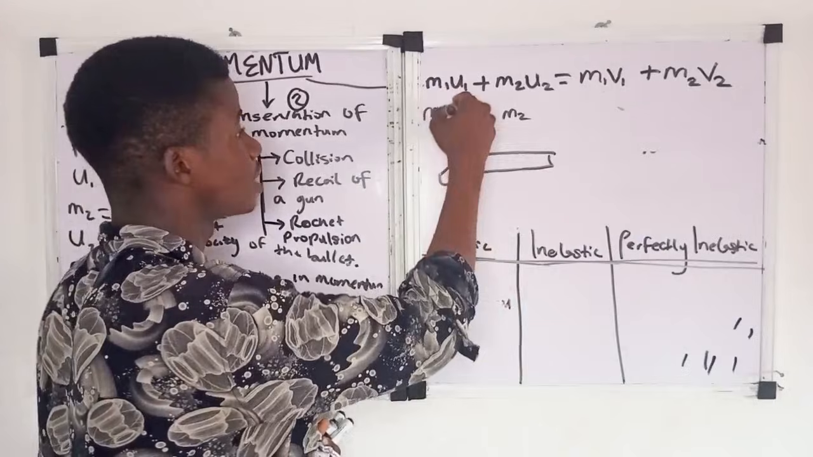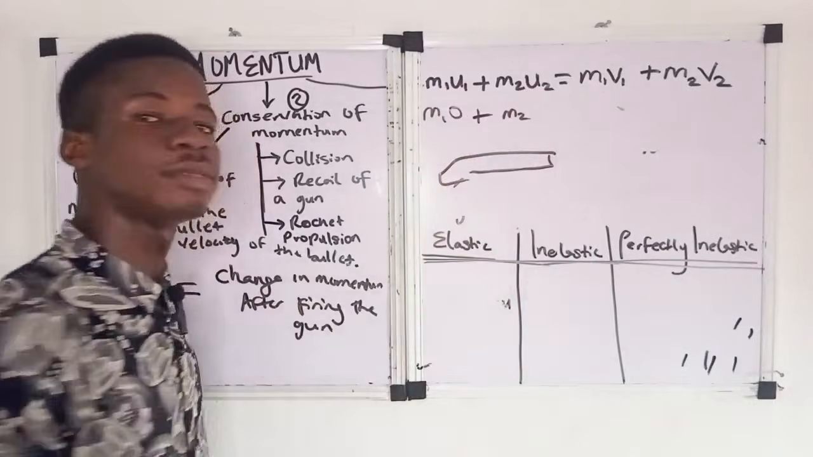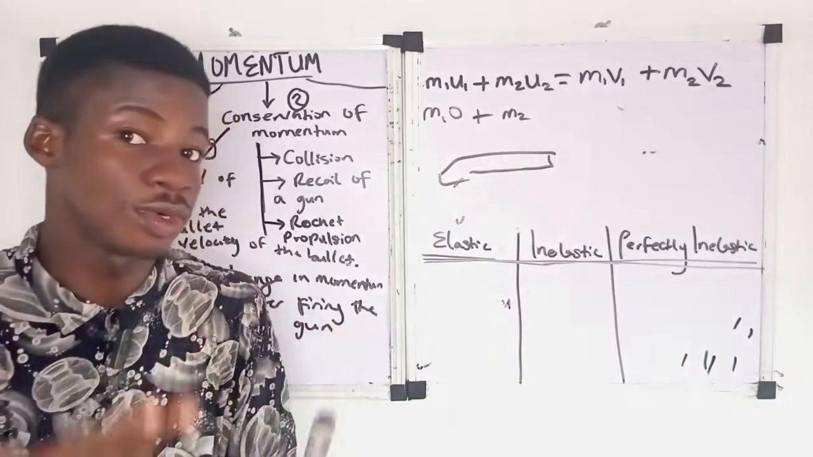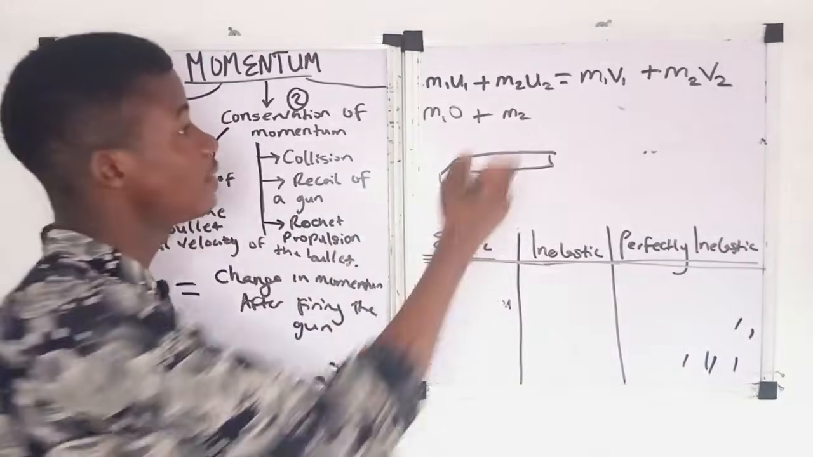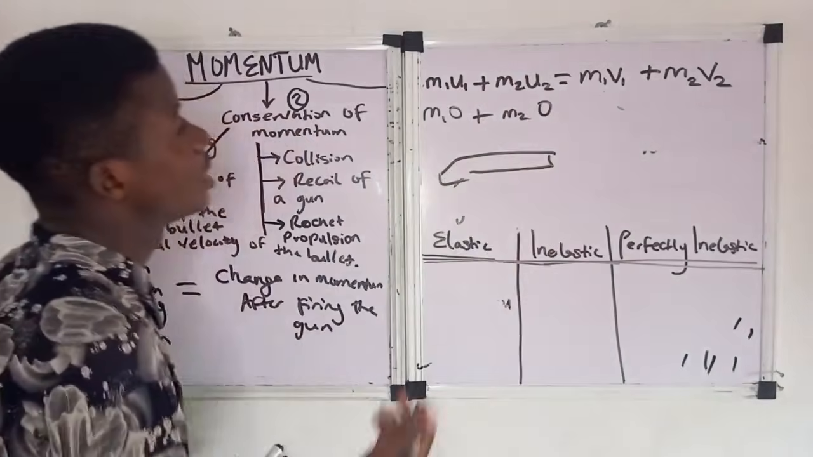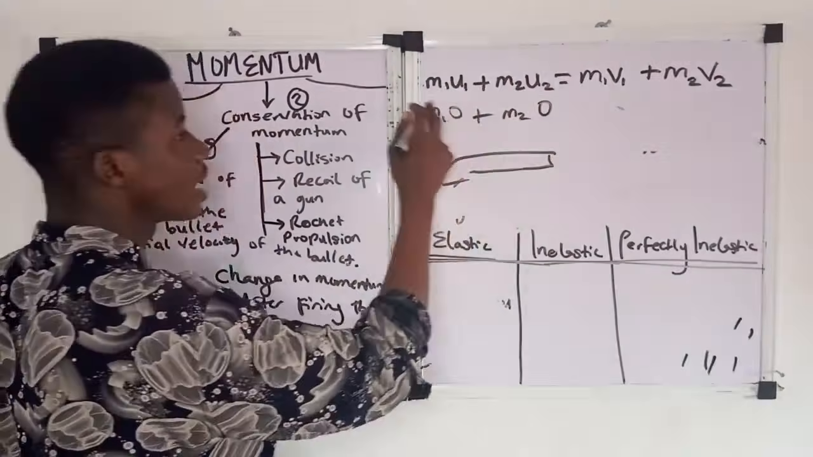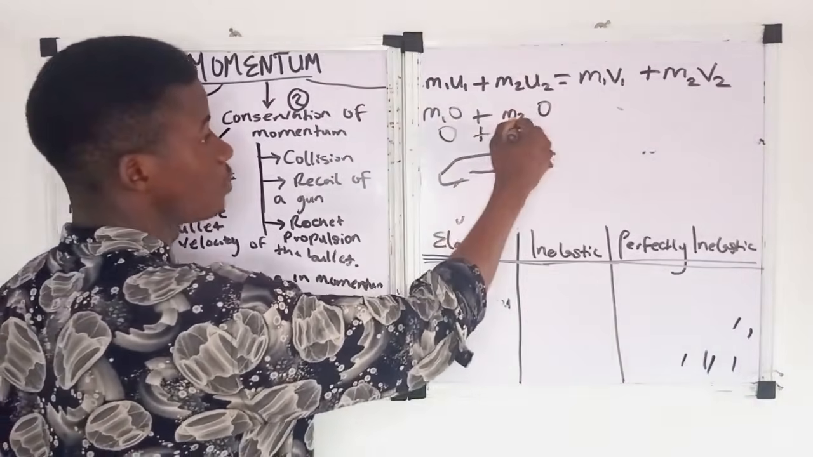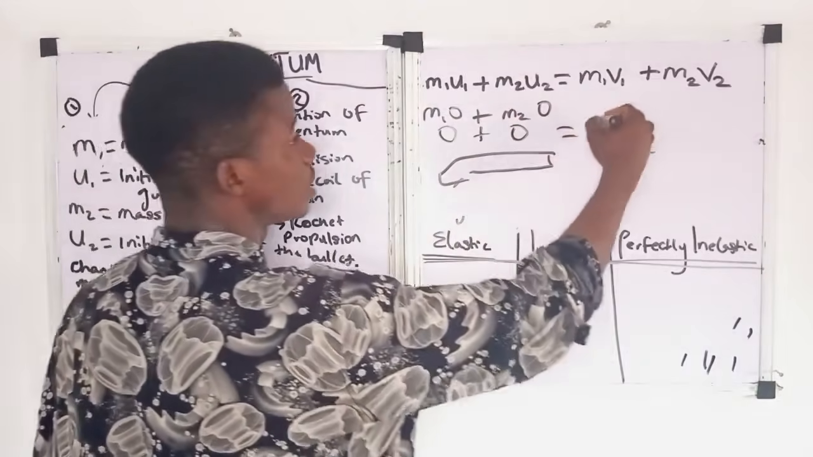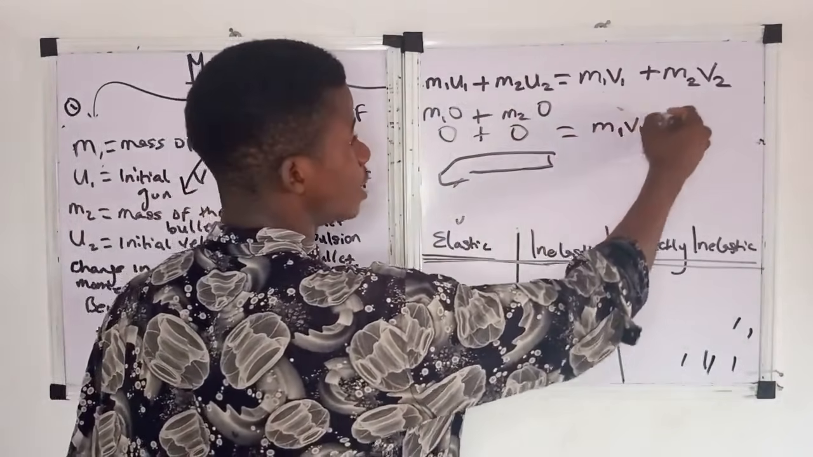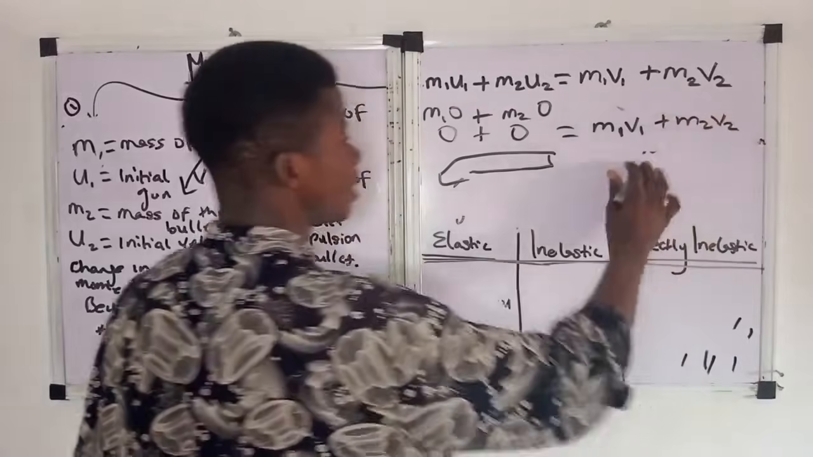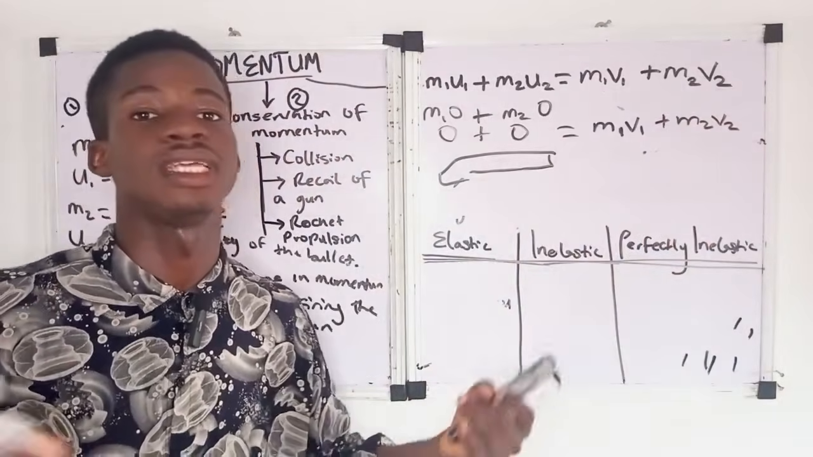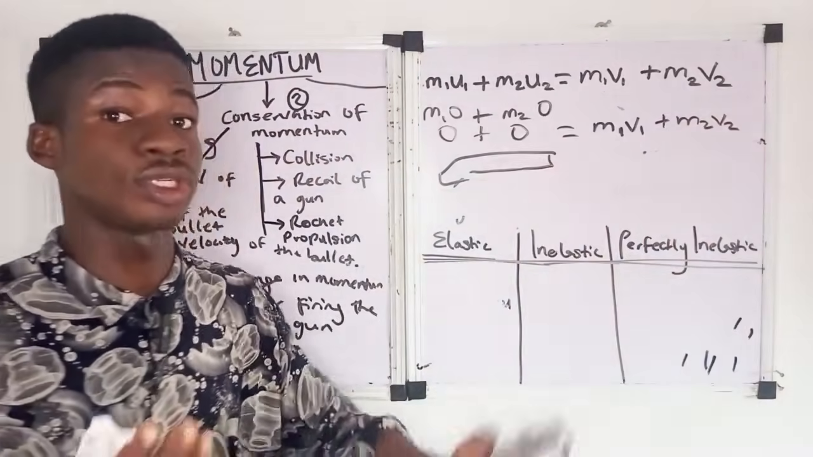So it will be m1 times 0, then plus, don't worry about the initial velocity of the bullet. Initially, before you fire a gun, the bullet is usually stationary as well, right? Therefore, here will still be 0. So 0 times m1 will give us 0, 0 times m2 gives us 0. So therefore, we'll be left with m1 v1 plus m2 v2, right? Initially, before you fire, the gun is stationary and the bullet is also stationary.